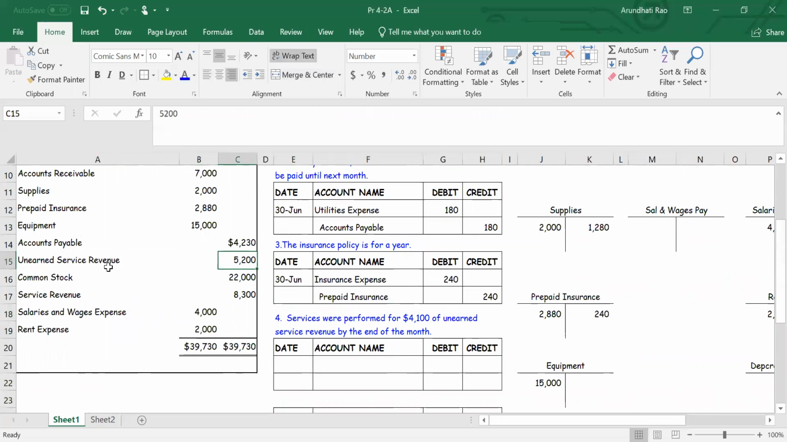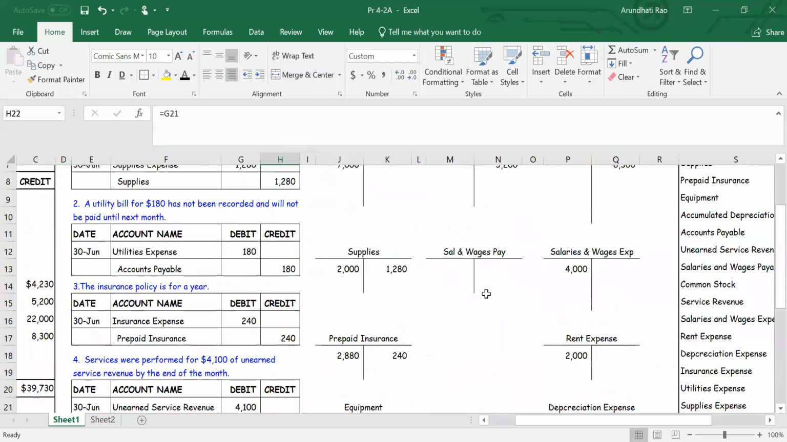Now I have done the work and I can call it service revenue. So to the extent I've done the work, the liability is going to decrease and my revenue is going to increase. Again, our date is going to be June 30th. Unearned service revenue will be debited. It's a liability. If I'm debiting it, I'm decreasing it. The amount is $4,110. And this now becomes service revenue. So I credit service revenue, $4,110. Once again, let's post it into the T account.